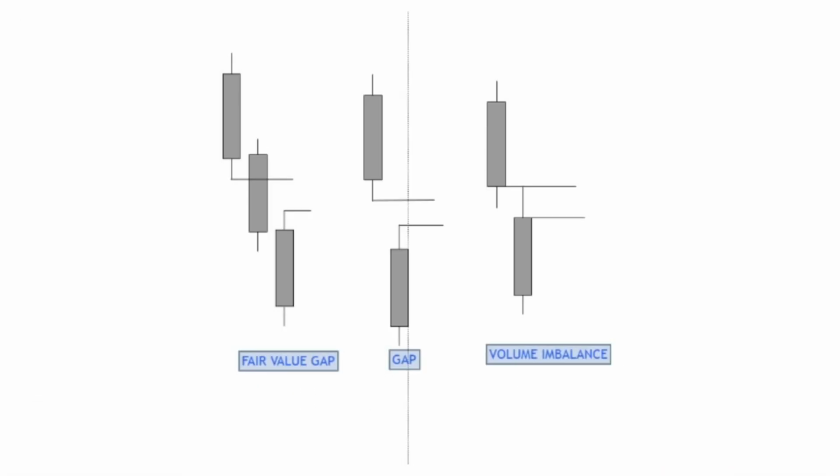And that's a wrap for today's session. We went over fair value gaps, inverse fair value gaps, volume imbalances, and standard gaps. And now you should have a much clearer picture of how each one shows up on the chart and what it really means for price action.